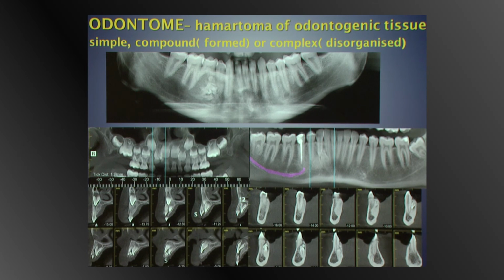Then you can get hamartomas, which are dental elements of varying degrees of complexity and organisation, which are a benign hamartoma, which we see an example at the top, where you can see numerous dental elements. They may replace a tooth or be supplemental to a tooth.